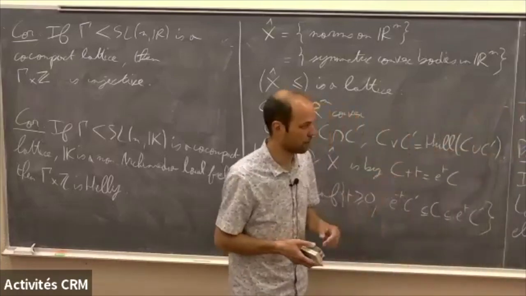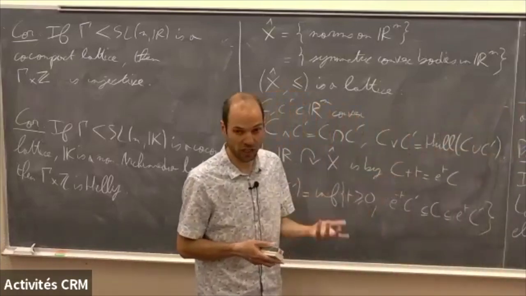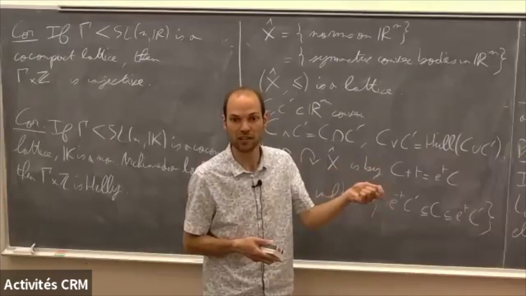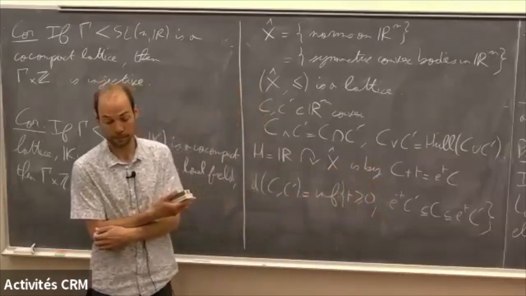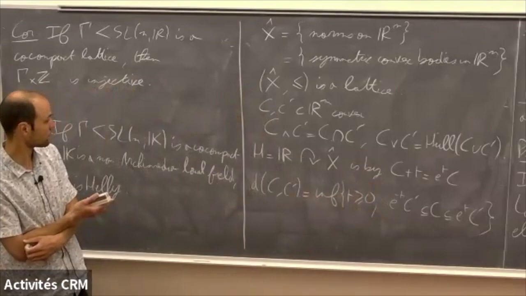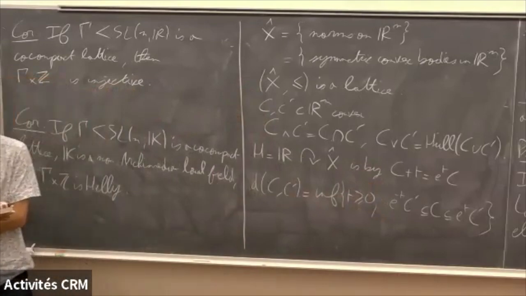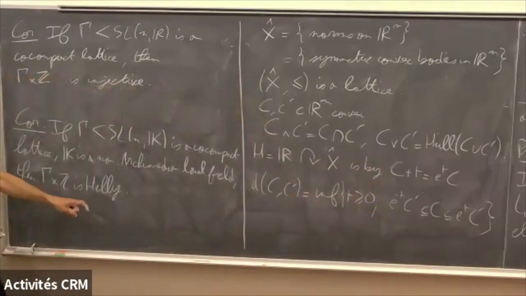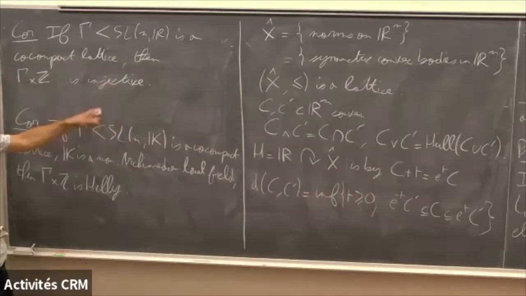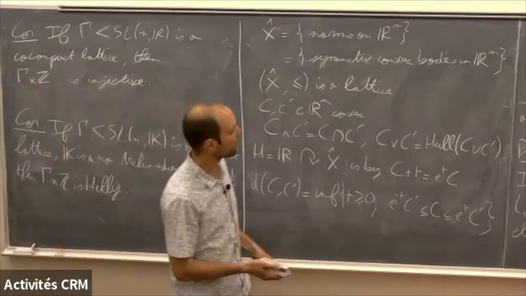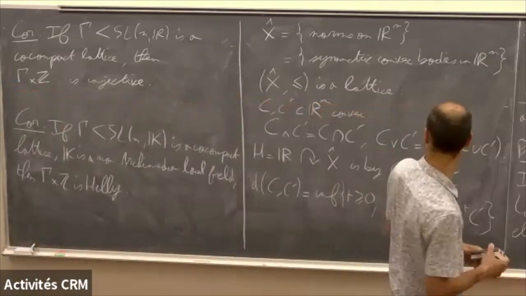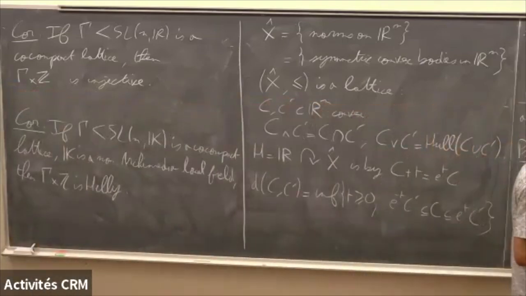I'm not sure, it's a very natural question. I don't have any direct applications, but it's very natural. Any other question? Here I mentioned that you get that it's Helly in place of injective. It's just because if you work in a non-Archimedean local field, the space of all ultrametric norms is much better behaved, and it's already a lattice on the spot.